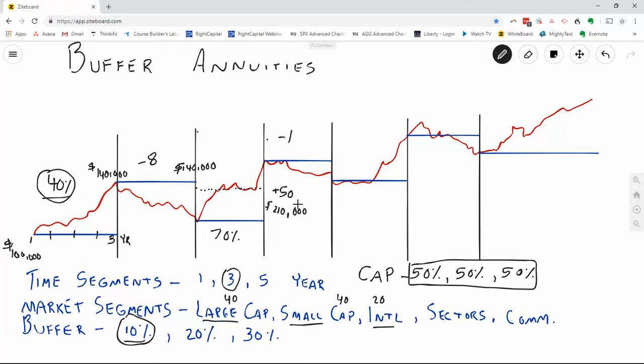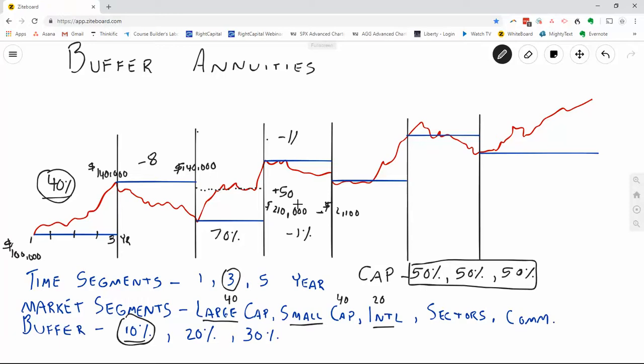Let's say in my next section, just for illustrative purposes, let's say it goes down 11% for the full 3 years. Well, my buffer's 10%, so what's going to happen? I'm just going to lose 1% of my money during that 36-month time period. So I'm going to lose $2,100. There. So I think you're kind of getting the idea here.